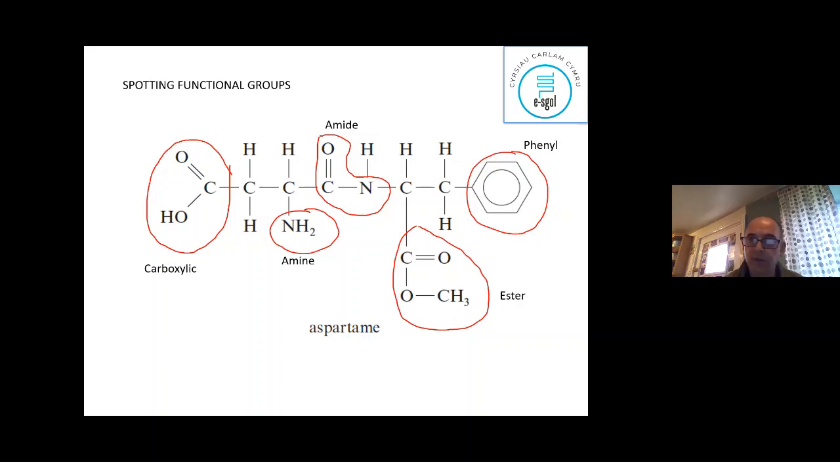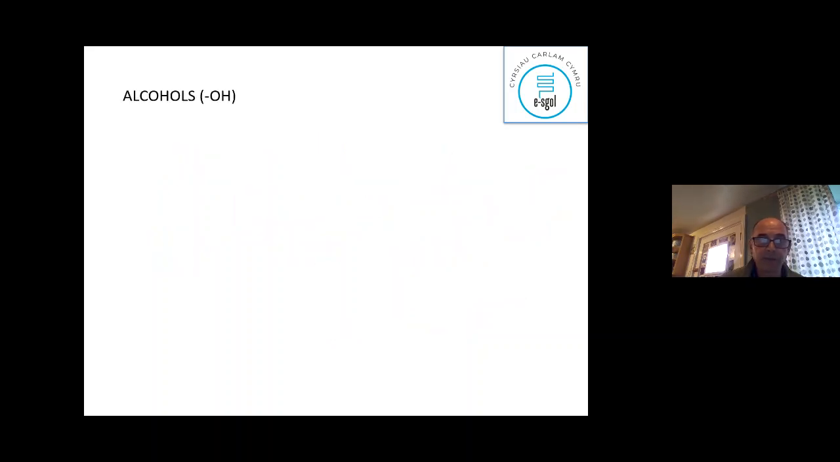So in assessment questions, they give you an organic compound which you may not have seen before, but you have to apply your knowledge. And we're going to look at some reactions of some of these functional groups and then put them together and see how we can do multi-step sequences with them. We're going to look at alcohols first of all.